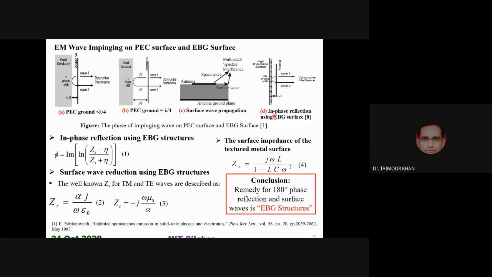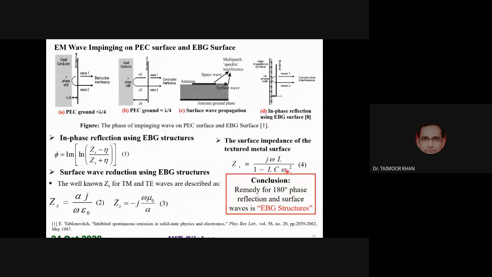So these two things come into the picture. That's why figure B is very small as compared to figure A, giving better improvement and better performance. Here some mathematical equations are taken to give an idea of how the phase reversal comes into the picture: in-phase reflection using an EBG structure, the surface wave and intrinsic impedance, and surface wave reduction using an EBG structure, the well-known ZS for TM, transverse magnetic, and TE, transverse electric, modes in this form.